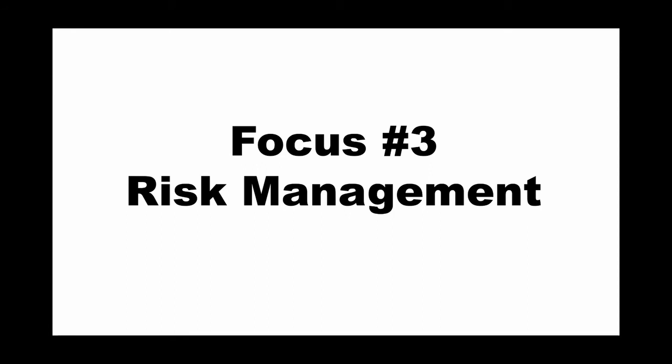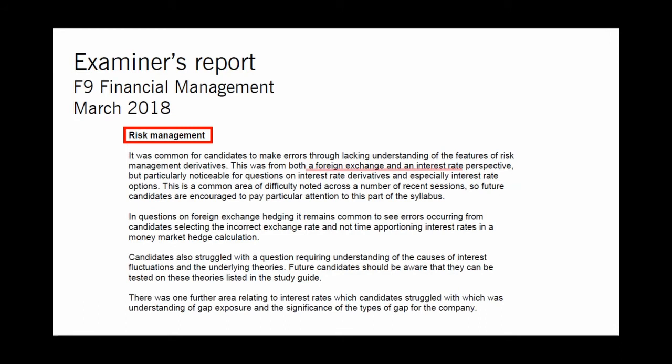The third focus is risk management. In examiner reports, risk management is frequently seen in Section B. The most challenging parts include foreign exchange and interest rate topics, like interest rate derivatives, interest rate options, money market hedge, and the causes of interest rate fluctuations and the underlying theories, like the yield curve or the term structure of interest. And the last one is about gap exposure. All these areas are found to be difficult in Section B risk management questions.